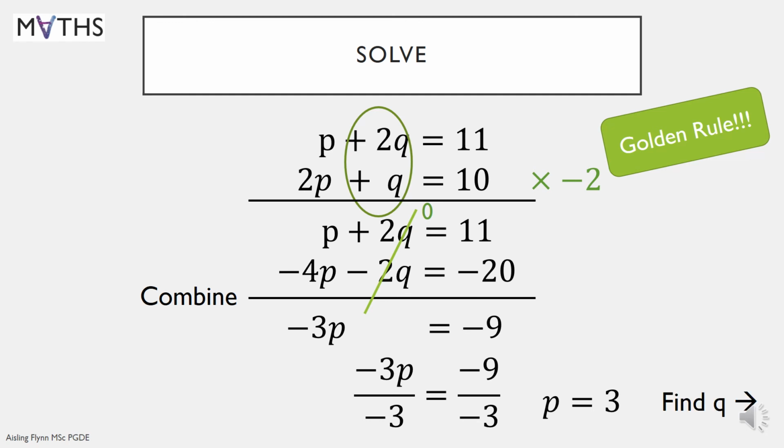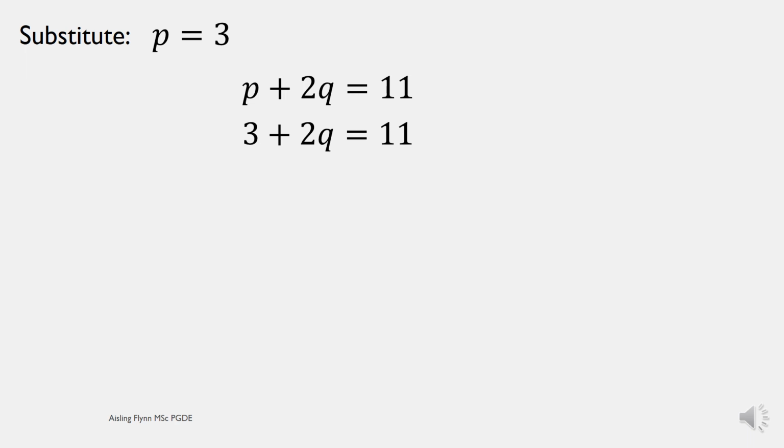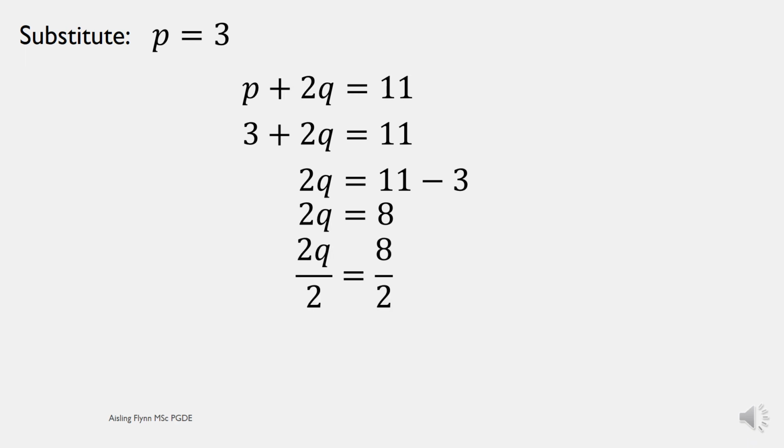Now, don't forget to find q. Substitute your p equals 3 back into any of the equations on the previous slide. The p is now 3, and solve. You can pause to check this through. So q was 4. So p and q equal 3 and 4.